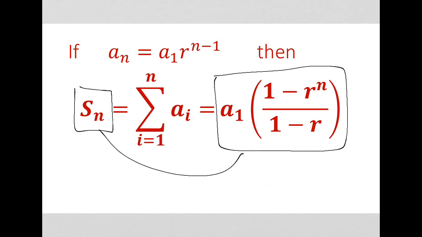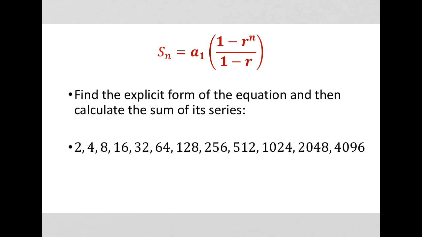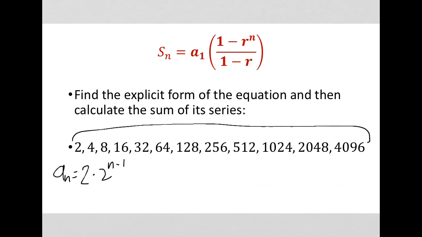So now let's just look at a couple problems where we can use this, and then we'll call it a day. So we want to find the explicit form of this equation, and then we want to calculate the sum of its series. So explicit form is just going to be first term 2 times our common ratio, which you can look at this and identify as 2 raised to the power of n minus 1. And now we want to calculate the sum of this, so we need to figure out how many terms we have there. Well, if you count those terms up, we have 12 terms there.